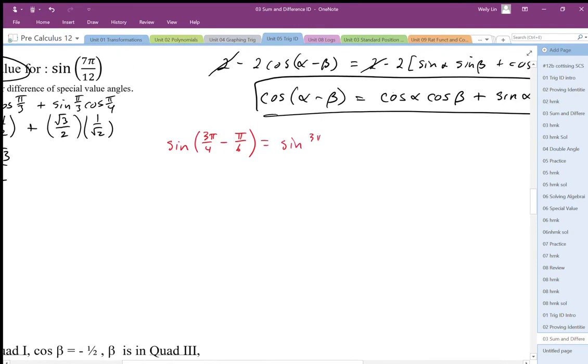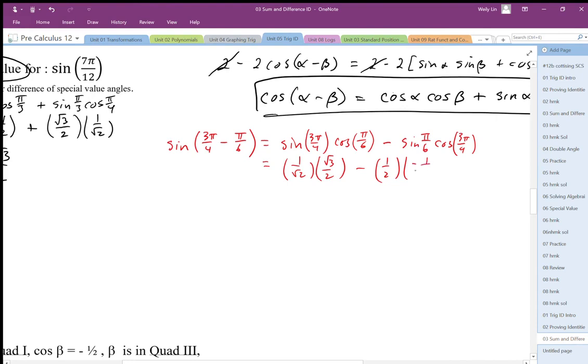Sine of 3 pi over 4, cosine of pi over 6, minus sine of pi over 6, cosine of 3 pi over 4. So I'm just plugging these two angles into the appropriate formula. Then I can work this out. Actually, I might as well work this out. Sine of 3 pi over 4 is 1 over root 2. Cosine of pi over 6 is root 3 over 2. This is long side horizontal, so short side vertical. And the cosine of this angle is in quadrant 2, so it's going to be negative: negative 1 over root 2.